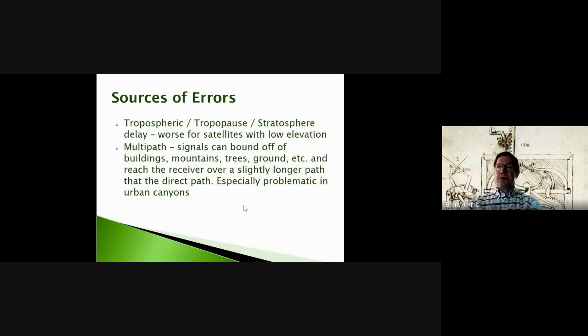Some more errors in the troposphere, the tropopause, the stratosphere, basically different layers of our atmosphere. There are some delays. These are not that significant for GPS satellites in medium Earth orbit, but can be significant for other types of satellites.